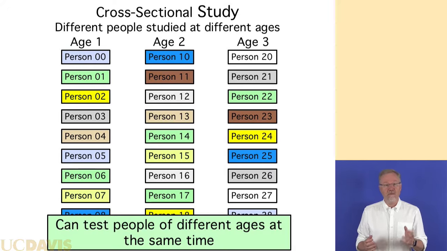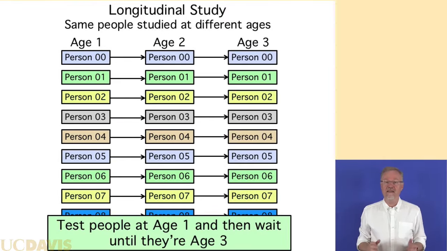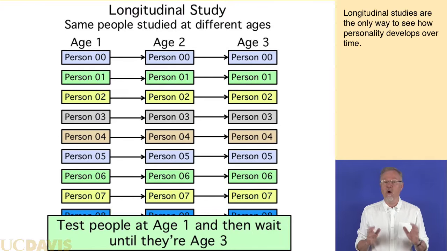For example, if I'm doing a cross-sectional study, I can test a group of 1-year-olds, a group of 5-year-olds, and a group of 10-year-olds all at the same time. I might be able to finish the study in just a year or two. However, if I want to study these same ages longitudinally, the study will take at least 10 years, because I'll need to start when the participants are 1-year-olds, bring them back when they turn 5, and then bring back these same people again when they turn 10. And during that time, some of them might move away or lose interest in participating. However, longitudinal studies are the only way to see how personality develops over time.